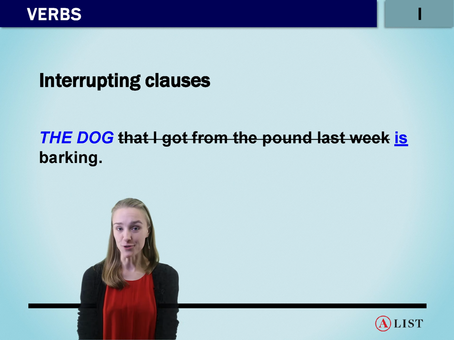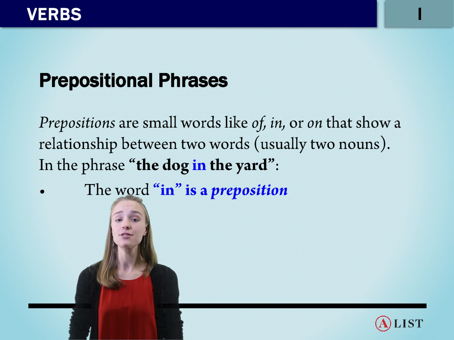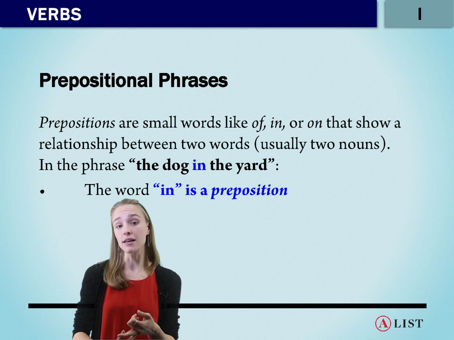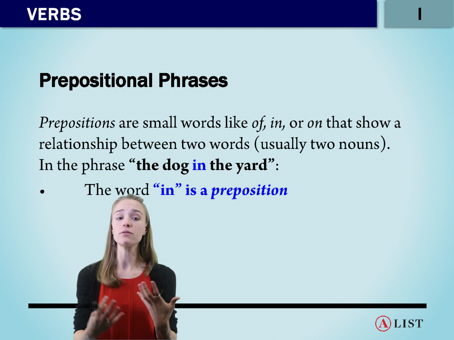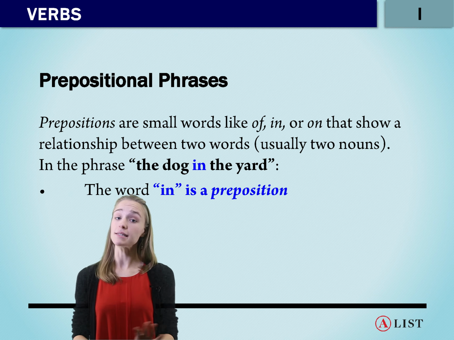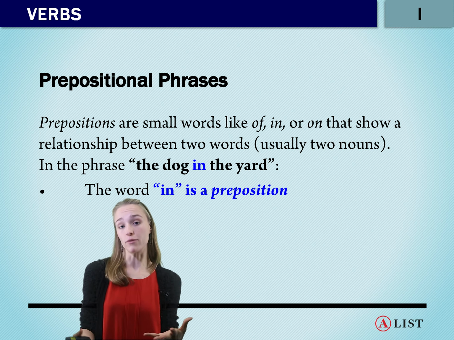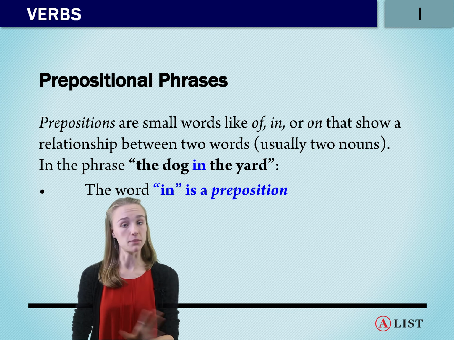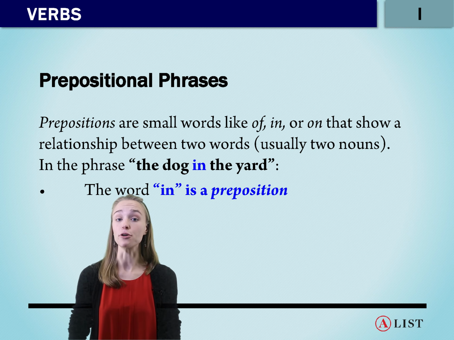A special type of interrupting clause that we need to deal with is prepositional phrases. These are phrases that are made up of small relationship words like of, in, for, from, about, with, or on, and they demonstrate a relationship between two words. Now this is typically two nouns, but as we'll see, it can also be a relationship between a verb and a subject. So what we want to do is begin by looking for our prepositions. Once we can identify our prepositions, then we can work on eliminating the entire phrase.